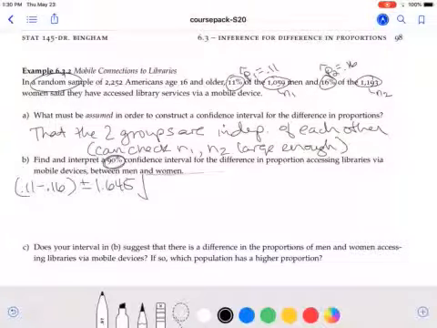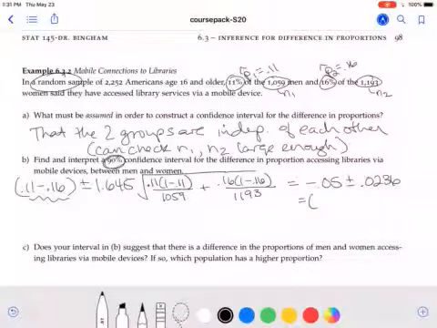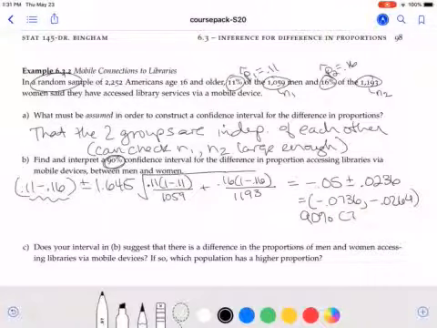Then we have the square root of, we take our first sample proportion and then 1 minus that value divided by its sample size, which is the 1,059, plus our other sample proportion, 0.16, 1 minus that, over that sample size, which is 1,193. What we will get here for this difference up front is negative 0.05, and then plus or minus our margin of error of 0.0236. So the resulting confidence interval is negative 0.0736 to negative 0.0264. So this is a 90% confidence interval for the difference in the two population values.